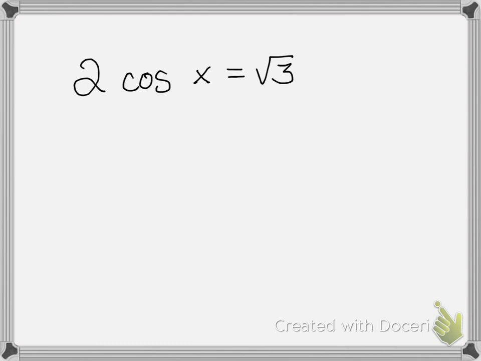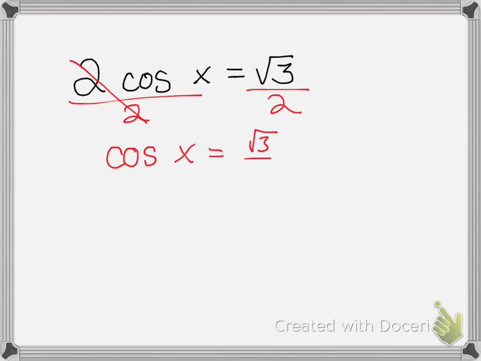I want to get cosine of x by itself, but there's a 2 multiplied to it. So the inverse operation of multiplication is division. So I'm going to divide both sides by 2. That will cancel that out. So now I have cosine of x equals square root of 3 over 2. And now I can use inverse trig to find the value of x. So it'll be cosine inverse of the fraction square root of 3 over 2 equal to x.